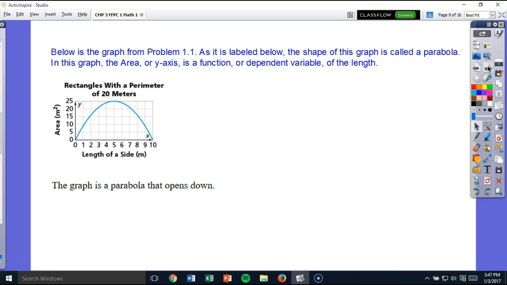So as we take a look here, below you'll see a graph from problem 1.1. This is what you used in the last problem. As it's labeled below, the shape of this graph is called a parabola, and this one opens downward. The opening is facing down. In this graph, the area, or our y-axis, is a function or dependent variable of the length.